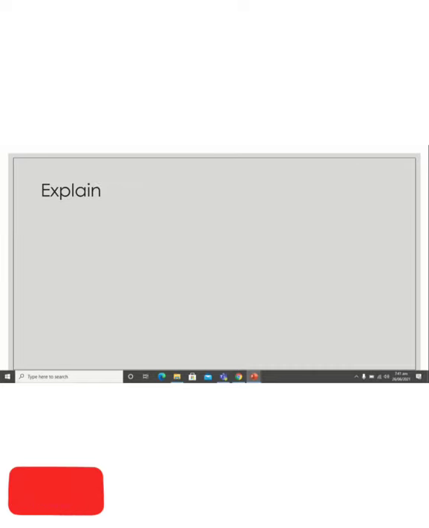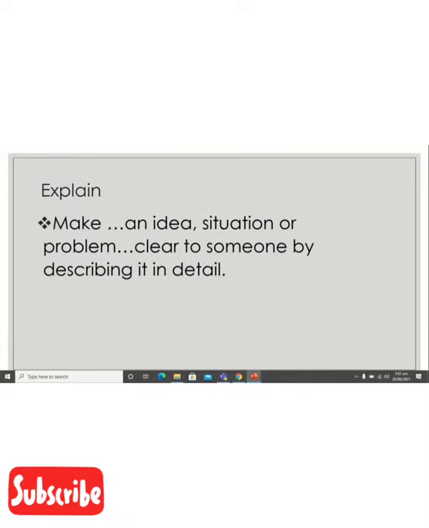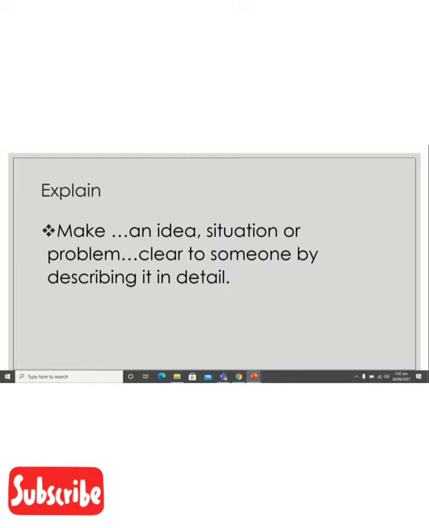Then the next term we're looking at is explain. What you'll find is that a lot of these things are mixed. So they're synonyms really, right? So you're talking about one thing, explain, and parts of it refer to another term that you may have seen before. So when we say explain, make an idea, situation, or problem clear to someone by describing it. Remember, we just looked at description, which is descriptive writing. So it's intertwined, right? You're making something clear.